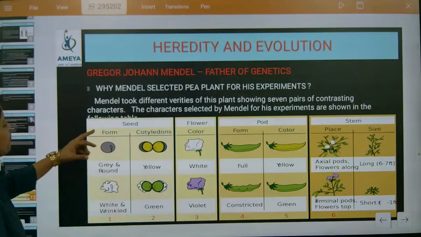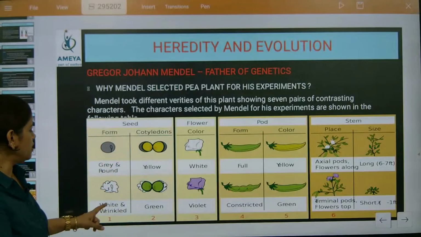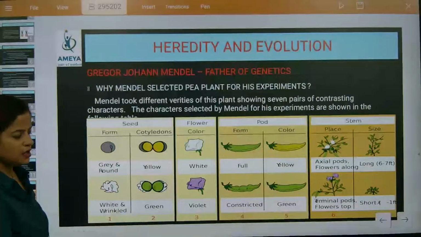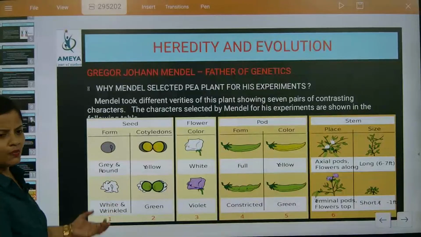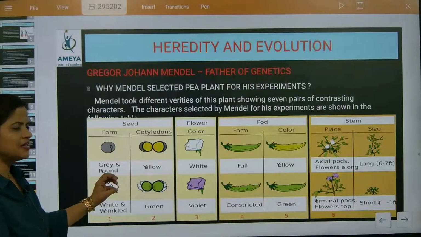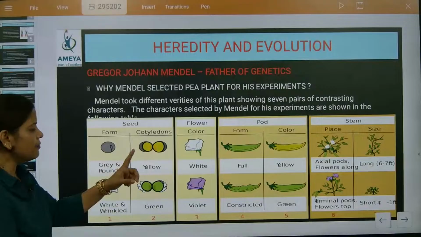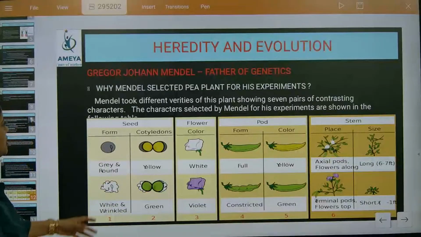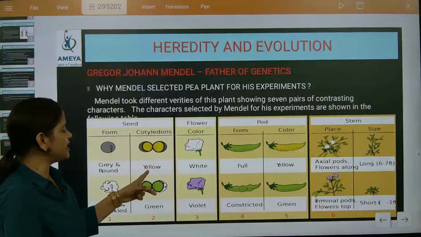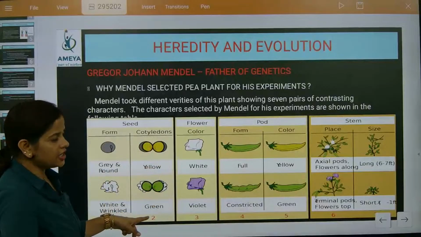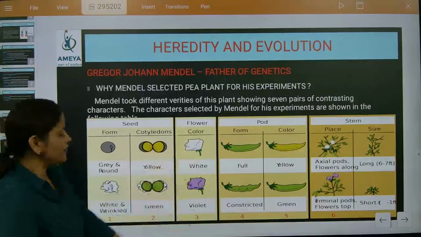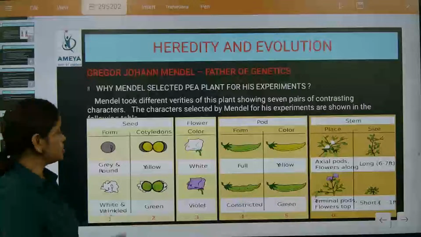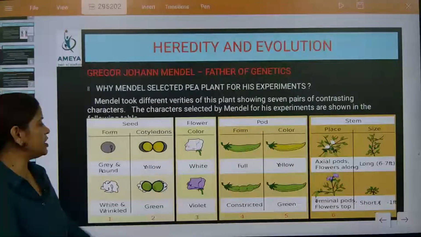Yes, the first is form. Gray and brown, wrinkled and white and wrinkled. You might see some pea plants are white and wrinkled. Wrinkled means outside you will see some lines. That is called wrinkled. Next one is cotyledons, yellow color or green color. Next, flower color will vary, white color or violet color. So these are the characters.